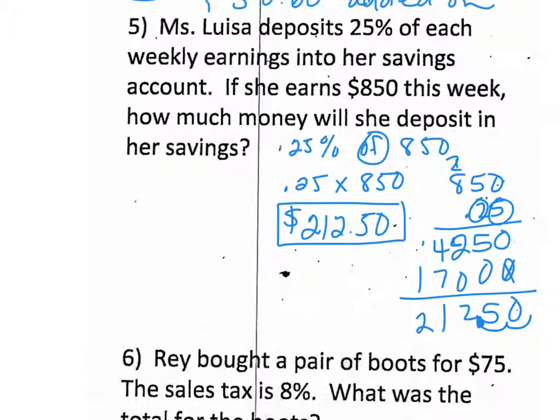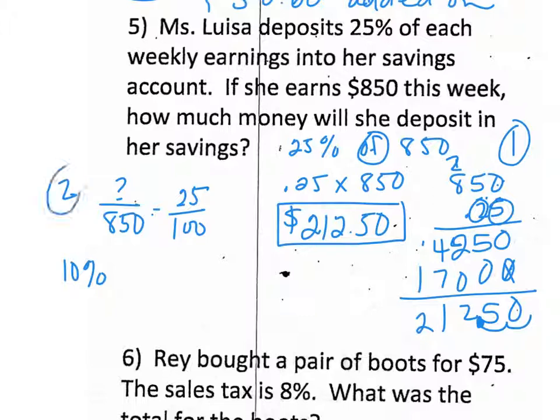So we can do this a couple of ways. We could also use that chart that we have where we know that the whole is 850 and we know that she wants 25% over 100. We could do it this way. We could also do it where we know what 10% is. So here's one way. Here's two ways. Here's the third way. 10% of 850.